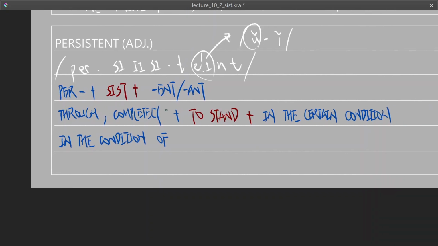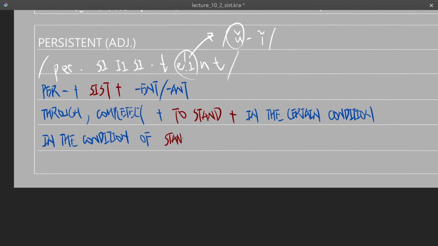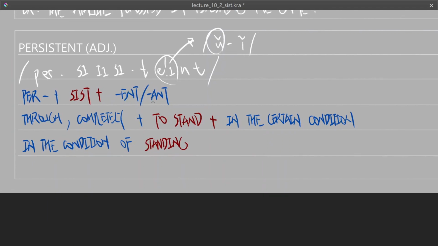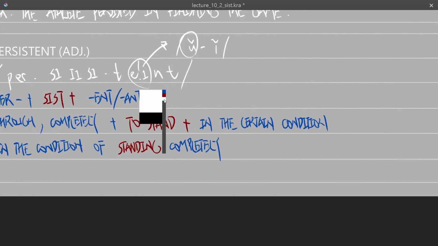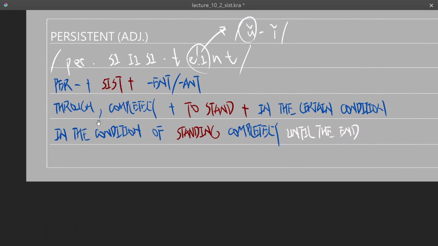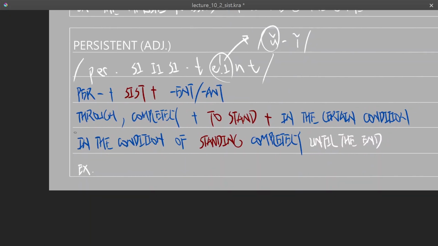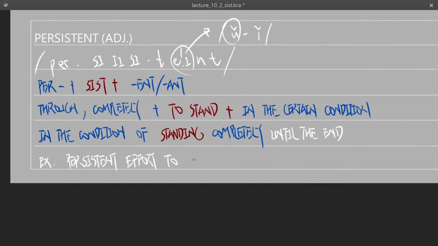Persistent is an adjective. So for example, we have a persistent effort to achieve your goal.